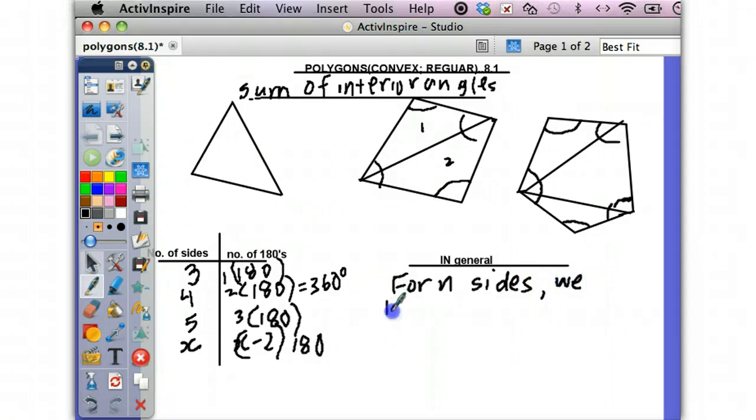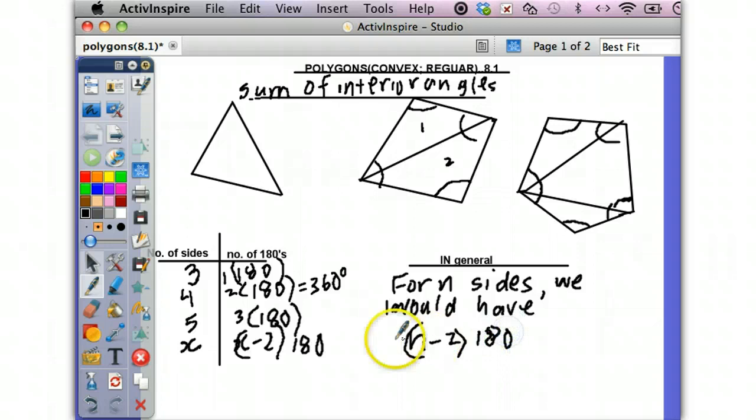We would have, here's the formula coming now: n minus 2 times 180 degrees. And this would be the formula for the sum of the measures of the interior angles of any, what is called a convex polygon. Yes, Jessica?